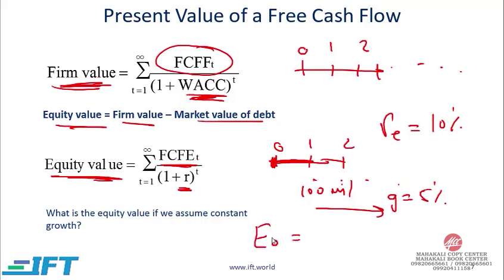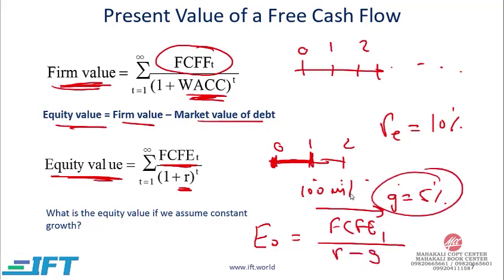The value of equity can be computed using the Gordon growth model. So you would take the FCFE at the end of period 1, which is 100 million in this case, divided by R minus G. So as long as you can make this assumption that FCFE is growing at a constant, sustainable rate of 5%, then you use the Gordon growth model to come up with the value at time 0.